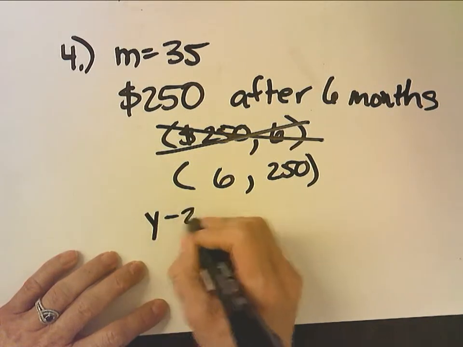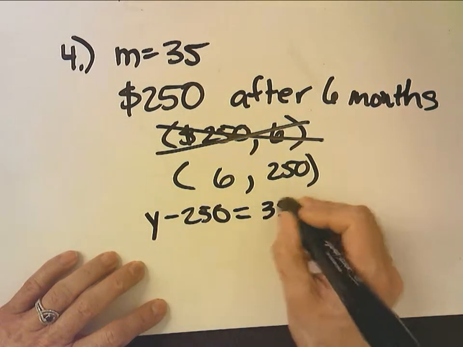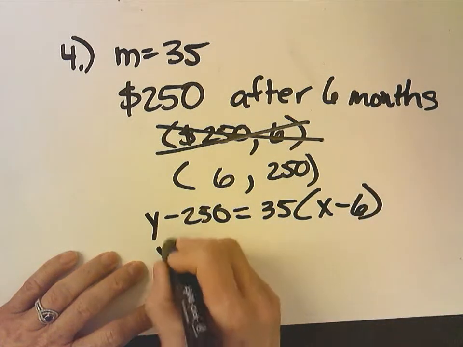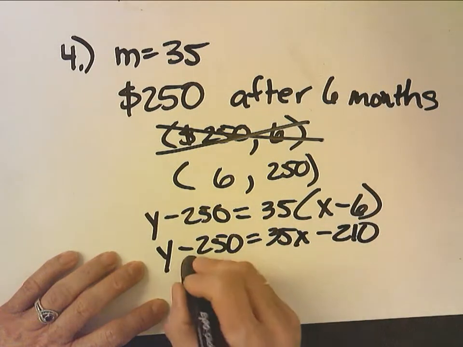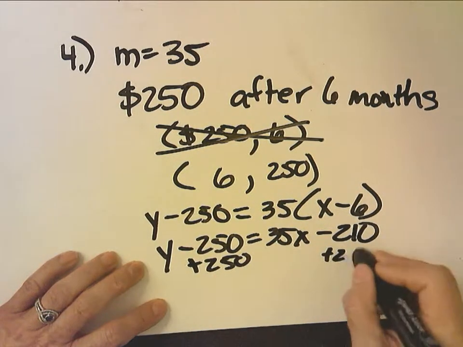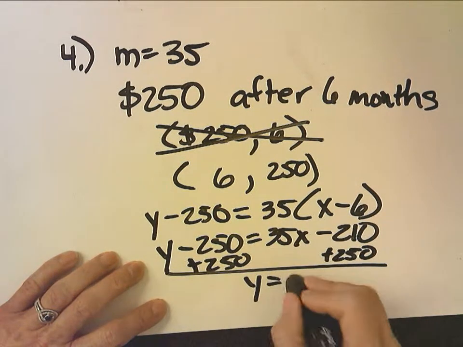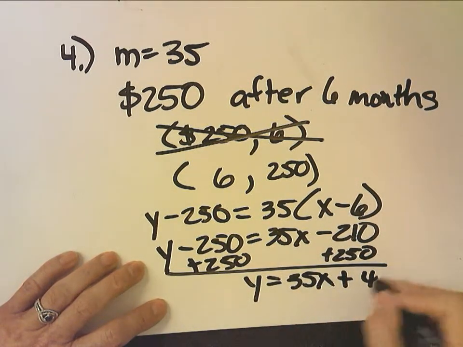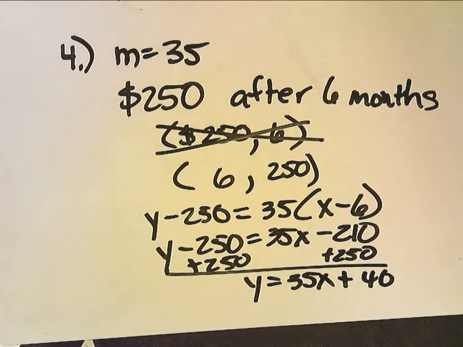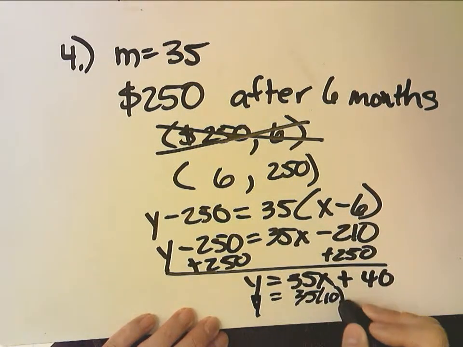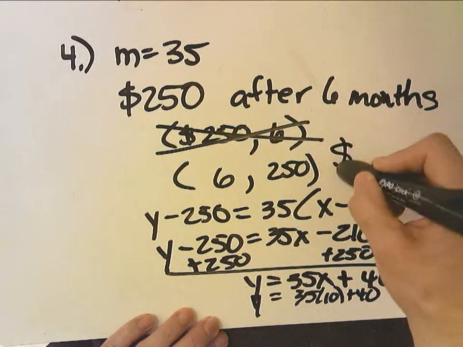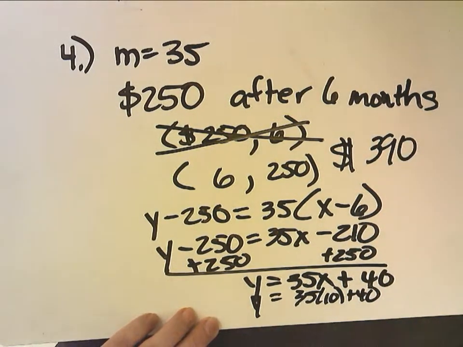So then I say y minus 250 equals 35 times x minus 6. y minus 250 equals 35x minus 210. I add 250 to both sides, and y equals 35x plus 40. Now, then it goes on to ask me to find the total cost after 10 months. Well, I just let x equal 10. So that's 350 plus 40, and my total cost would be 390. Okay, now let's look at number 6.